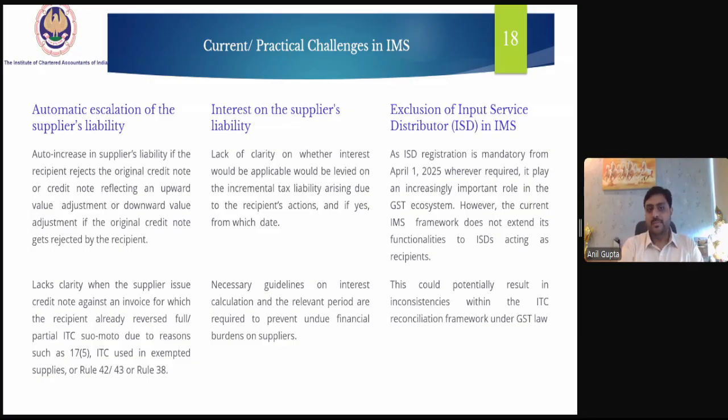Auto increase in supplier's liability if the recipient rejects the original credit note, or the credit note reflecting an upward value adjustment or downward value adjustment, if the original credit note gets rejected by the recipient. So it's not only the invoices but also the credit notes issued by the supplier. If they get rejected by the recipient, there will be an additional escalation of the liability.